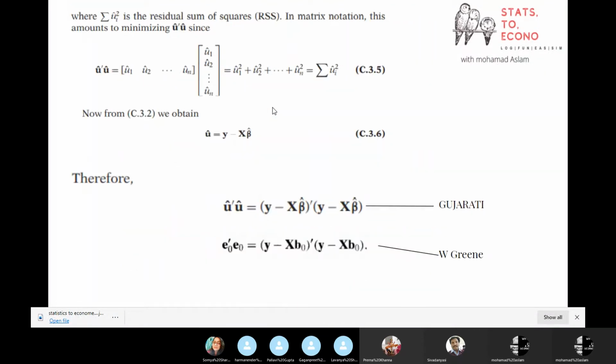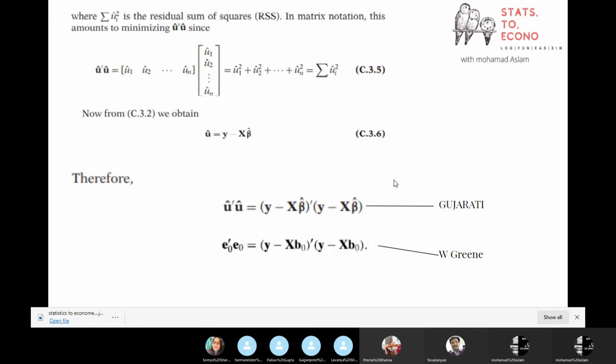So first it's the transpose of y minus x matrix multiplied by beta hat, then multiplied by y minus x into beta hat. This is the u hat values. So if you multiply, we will get summation u hat square.